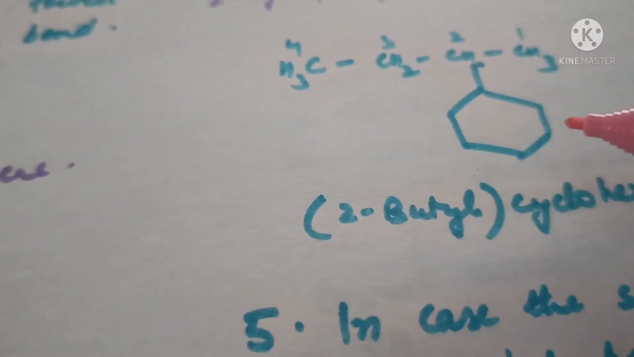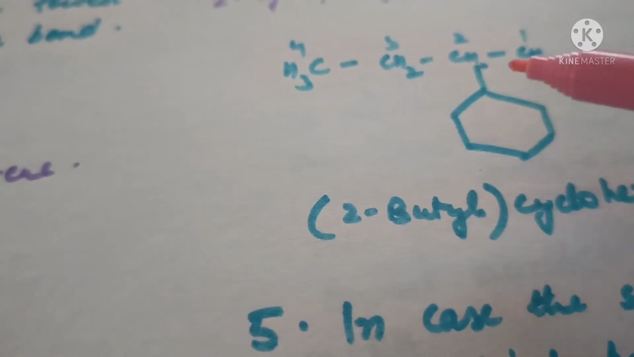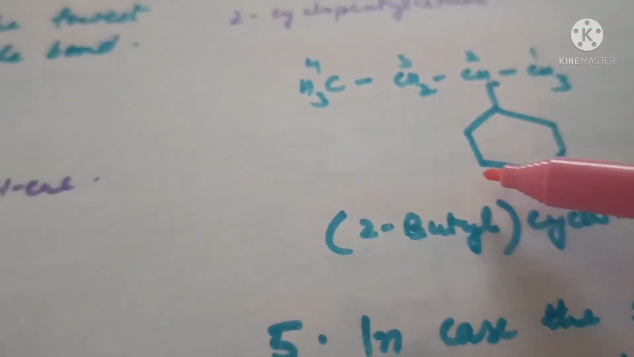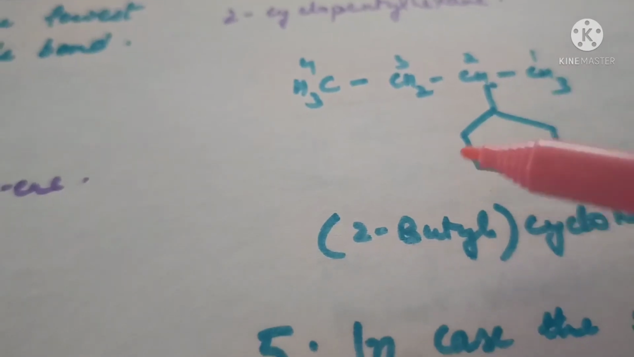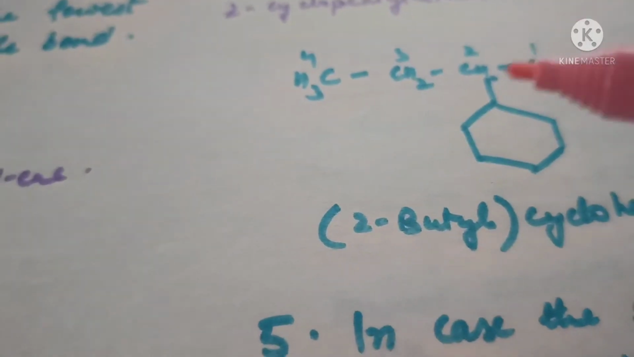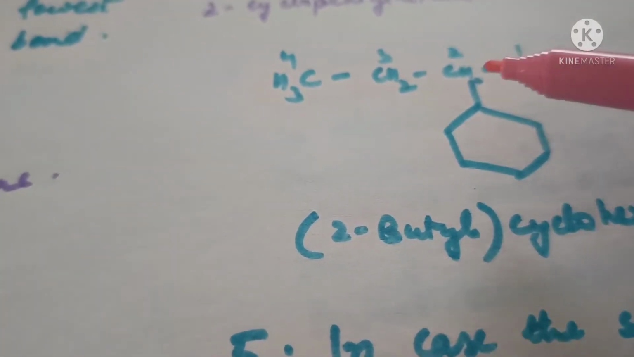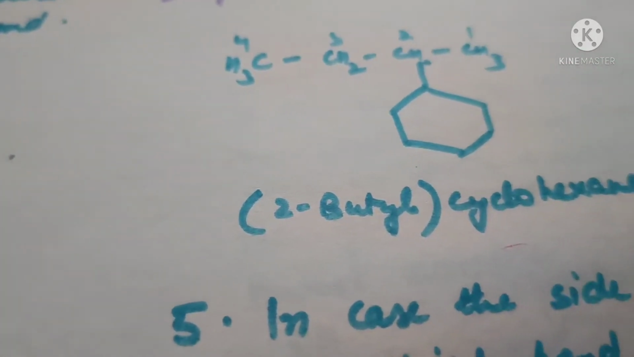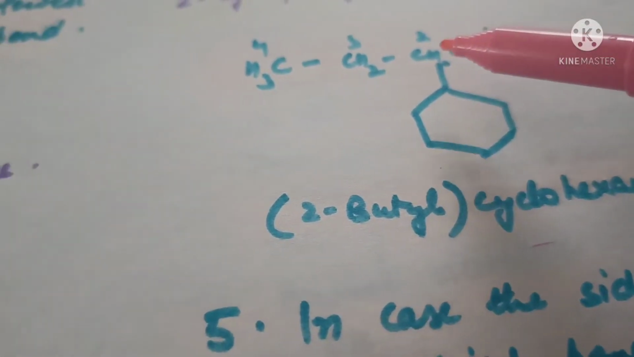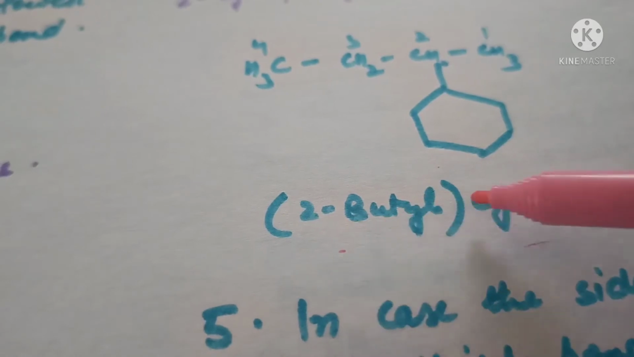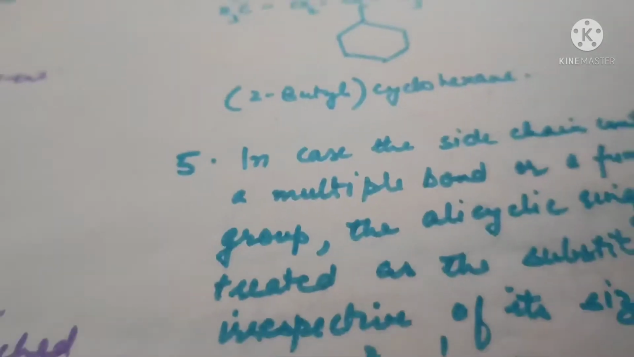Whereas, in this case, the ring has more carbon atoms and the chain has fewer carbon atoms. Name it as a derivative of cyclopentane. So the name will be, this is a complex substituent now, so it's put in brackets. At 2 position it is attached to the cyclohexane ring. So the name will be 2-butyl cyclohexane.